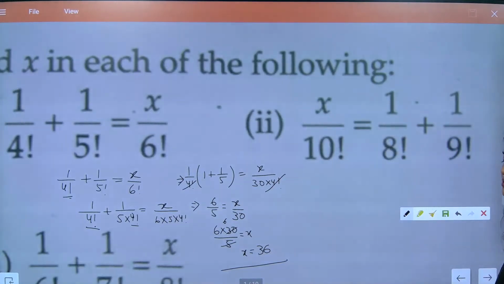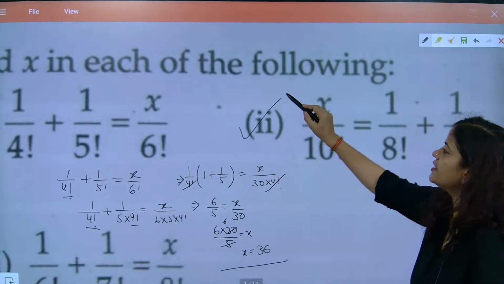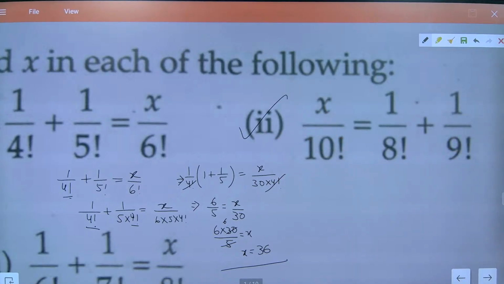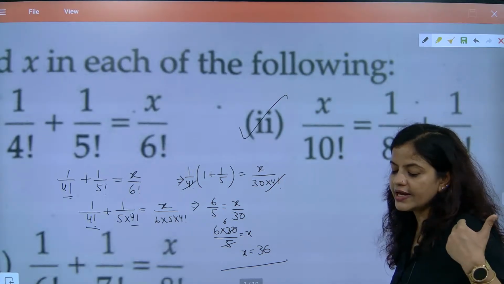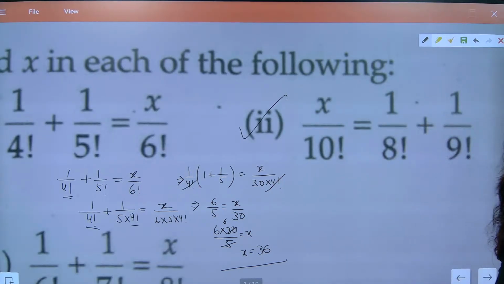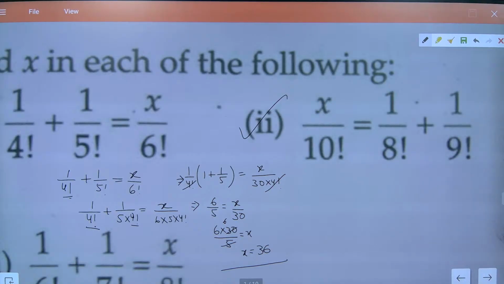Second question, try Siddharth and tell the answer. Second question is this one. Try this question in a shortcut way. Same pattern: the lowest value we will take out and try to solve it. x by 10 factorial equals 1 by 8 factorial plus 1 by 9 factorial. Come on, go for it.